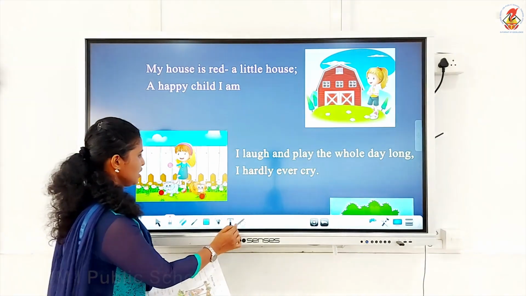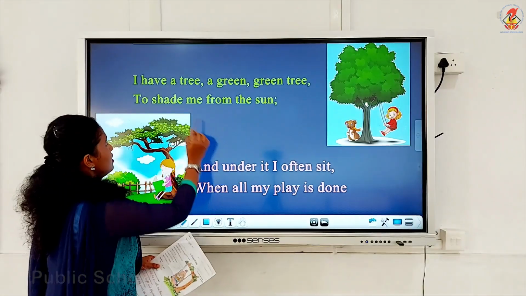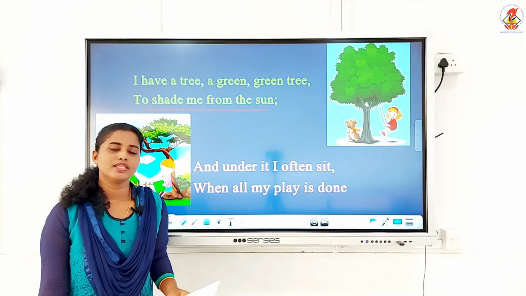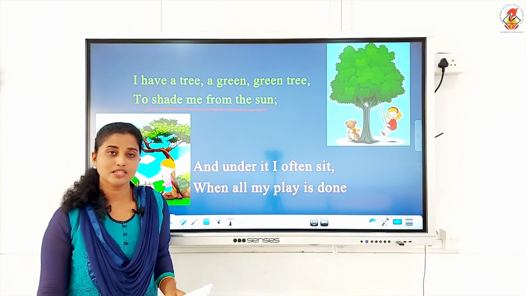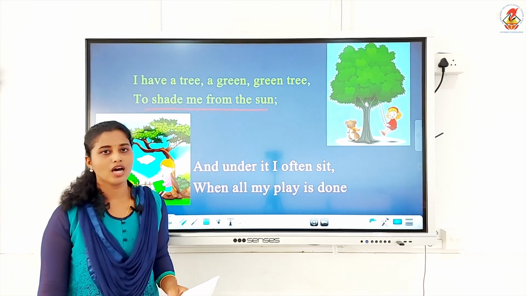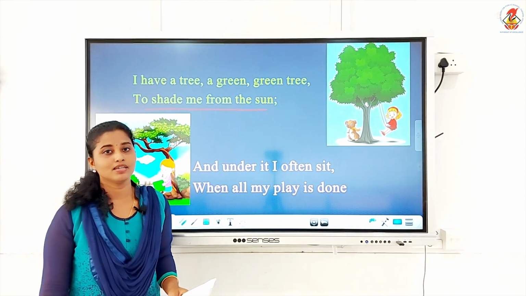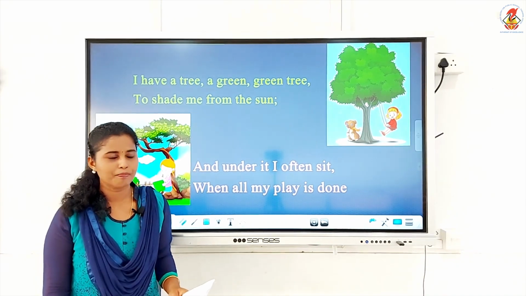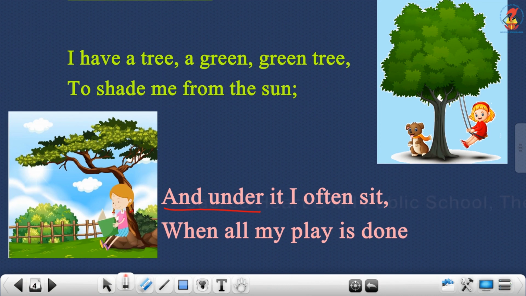Now we'll move on to the next line. I have a tree, a green tree, to shade me from the sun. So in the poem, the child is telling that there is a green tree near a house that shades her from the heat and light of the sun. Okay, and under it I often sit when all my play is done.